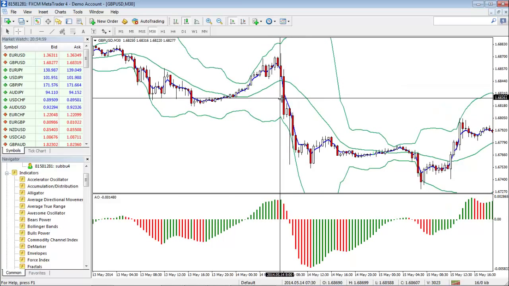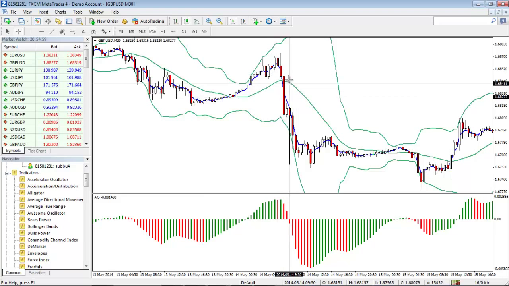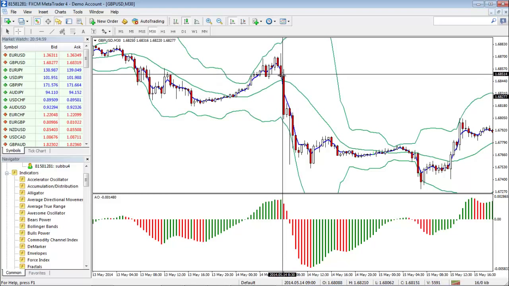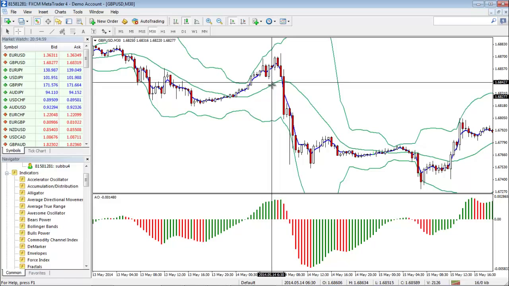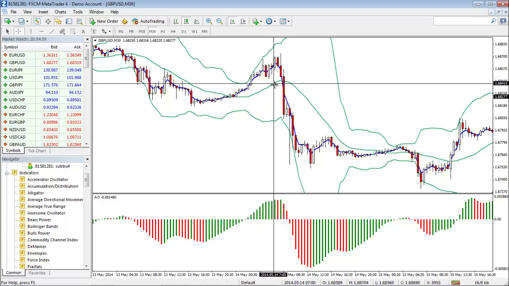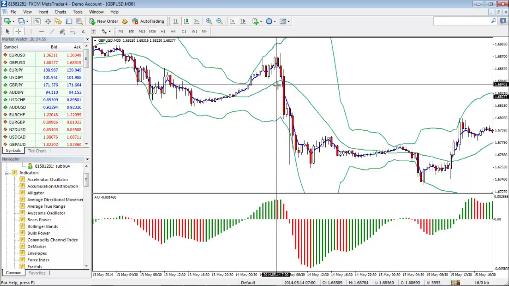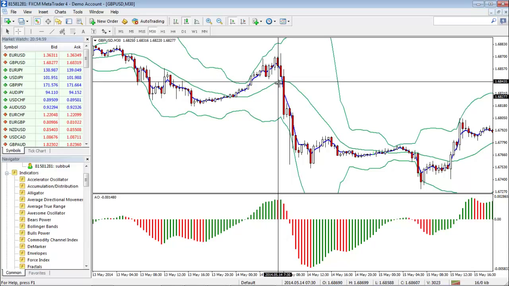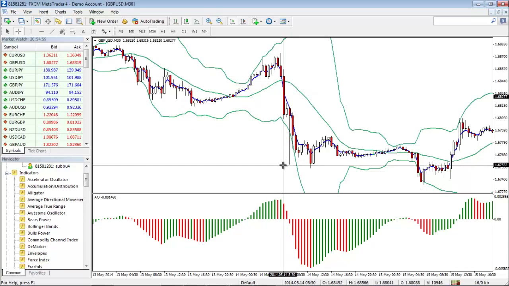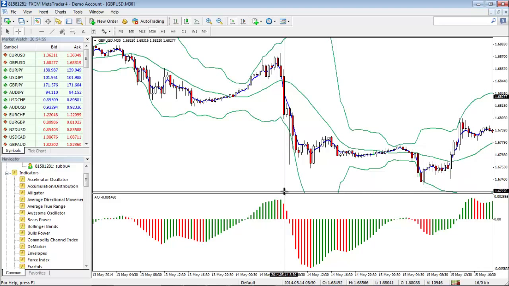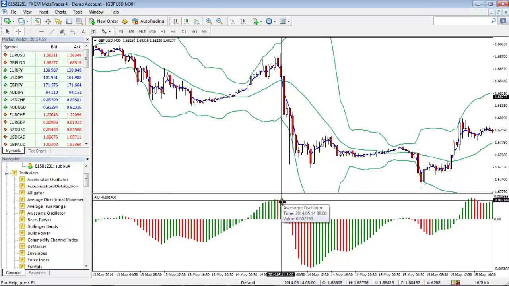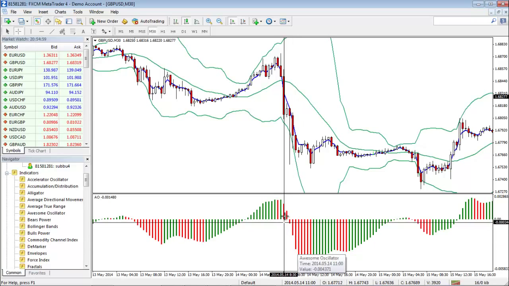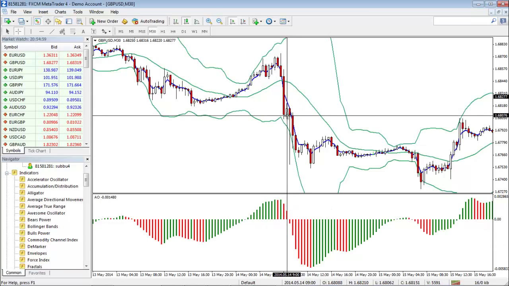for the 3 exponential moving average to cross the middle Bollinger Band in the downward direction. So here, if you see, the 3 EMA is crossing the middle Bollinger Band in the downward direction. So this is the entry signal for a sell position, and at the same point, the awesome oscillator should have its value decreasing. So if you see here, the value of the awesome oscillator is decreasing. So this is your entry point here.